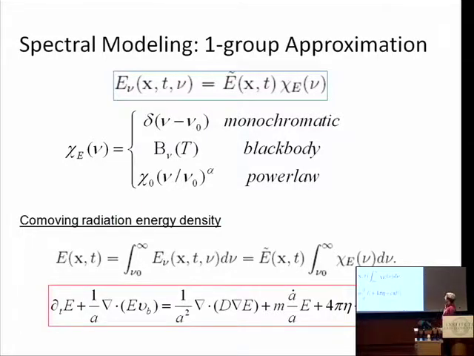So we have a one-group approximation where we assume some spectral shape and basically do a separation of variables such that the energy density, space, time, and frequency is some gray radiation energy density at position x and t times some spectral shape, where this can be a delta function, a black body, or a power law.